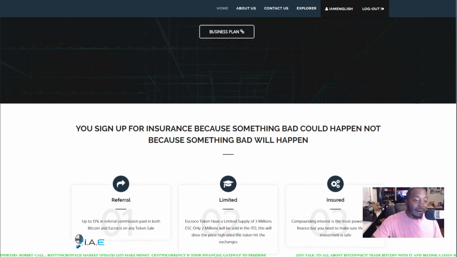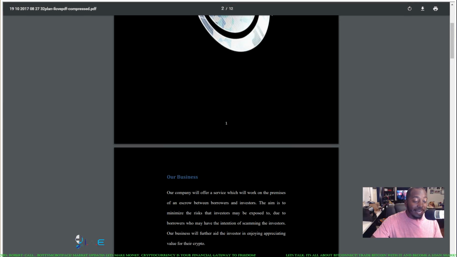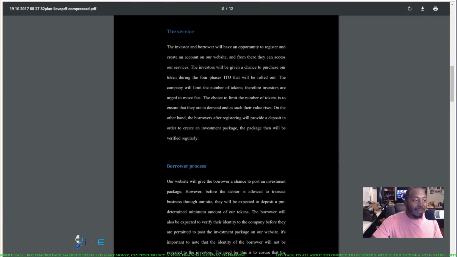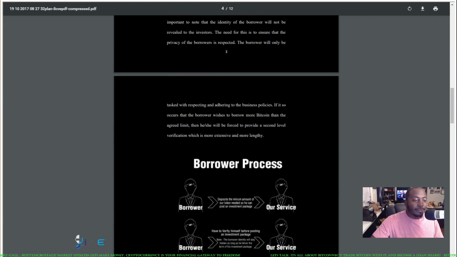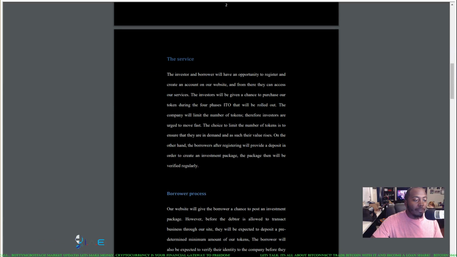Compounding interest, they are a lending platform as well, but let me break it down and show you how it really works. It really makes a lot of sense. So for the borrower, let me read to you the service.